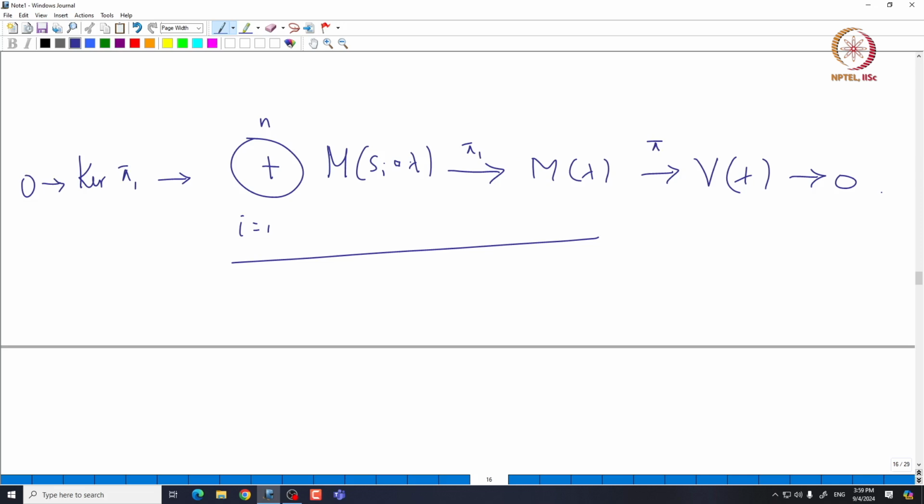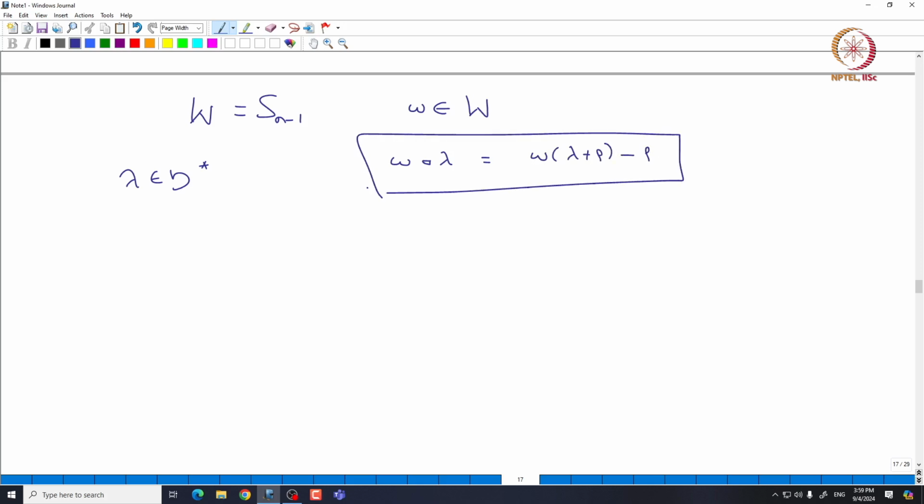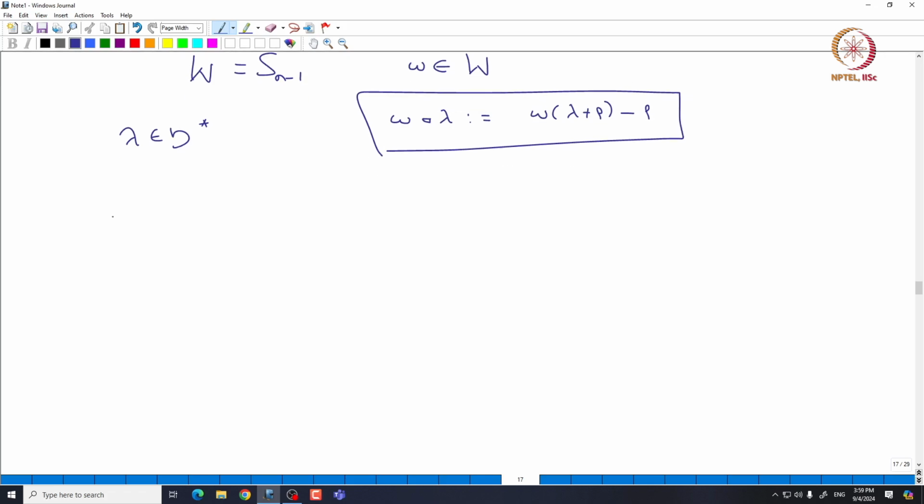So basically the BGG resolution indeed tells you what that exact resolution is. Let me state this result. For that purpose, let us first define this Weyl group action, the Weyl group being S_n minus 1. Given w in the Weyl group and lambda, let us say some element of h star, w dot lambda is defined to be w of lambda plus rho minus rho. This is how you define the dot action. Now using this dot action, here is the theorem.